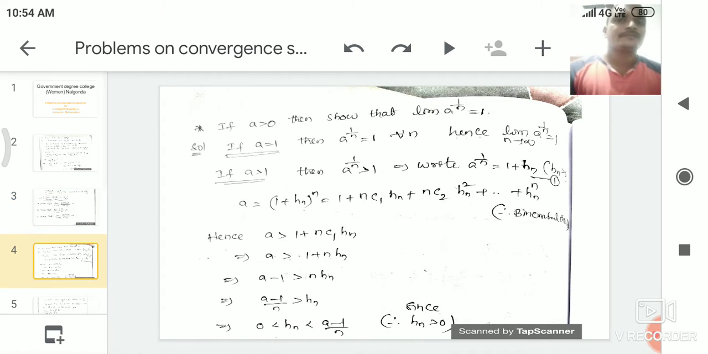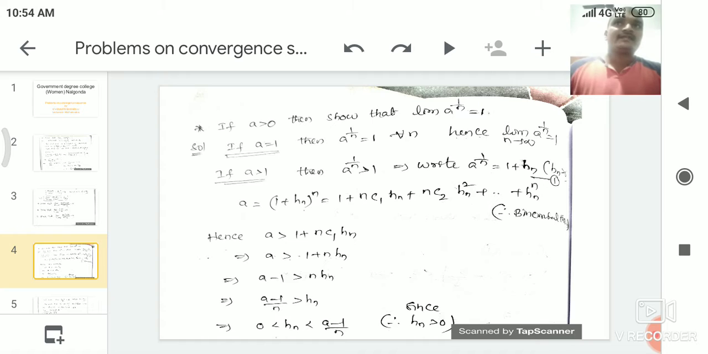So next problem. If a is greater than 0, then show that limit of a power 1 by n is equal to 1. Here the limit value is not given. That is, we consider n equal to infinity. Here limit n tending to infinity of a power 1 by n is equal to 1. Here n equal to infinity is not given, but we consider it as limit n tending to infinity of a power 1 by n is equal to 1.